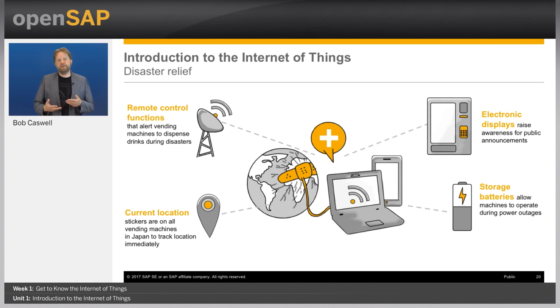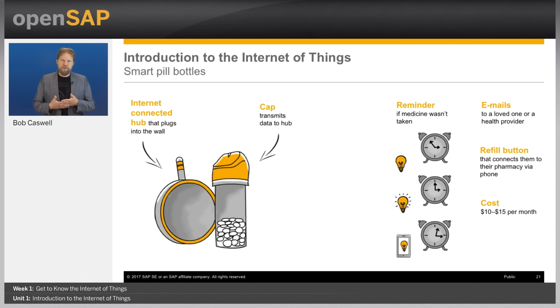Now let's take a look at the smart pill bottle. The bottle cap fits onto prescription bottles and monitors whether or not users are taking their medication as their doctors prescribed. The cap doesn't connect to the internet itself, but it transmits data to an internet-connected hub that plugs into the wall. So if a user misses a dose, the cap will light up after a few minutes. And if the bottle remains closed an hour after that, the cap lights up and chimes. And if it's 2 hours past the dosage time, users will then receive a text message or a phone call. And there are even more connectivity features.